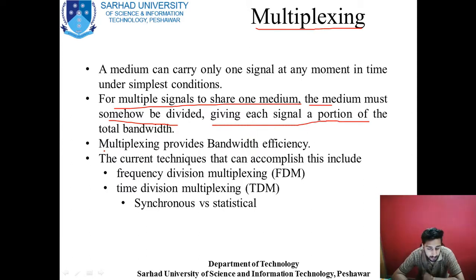And what are the benefits of multiplexing? Multiplexing basically provides bandwidth efficiency. And what does this mean? Let's say there is a user X and there is a user Y at the receiving end, and X wants to communicate with Y, so you have deployed a channel. After that, let's say there is another user A who wants to communicate with another user B, and you have deployed a channel again for that.